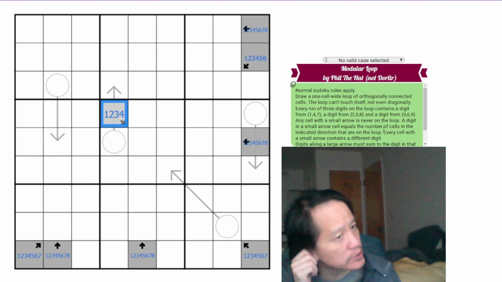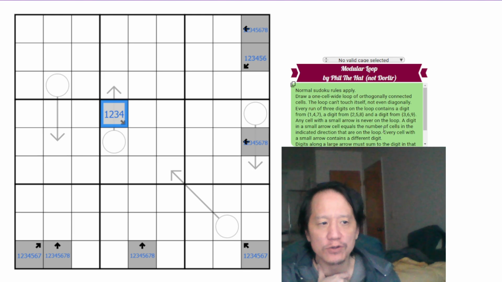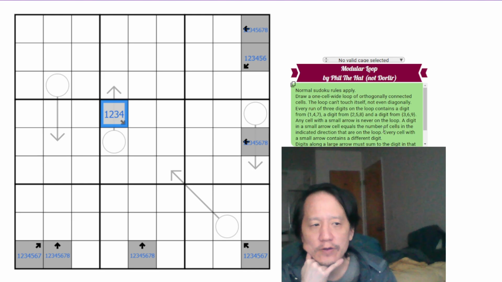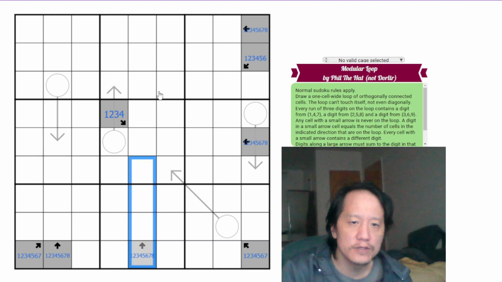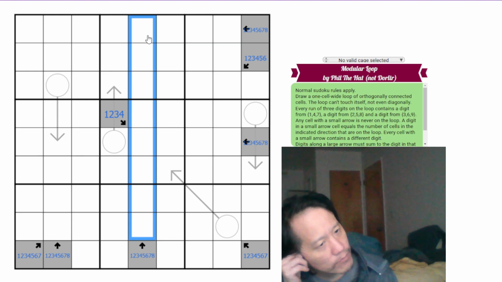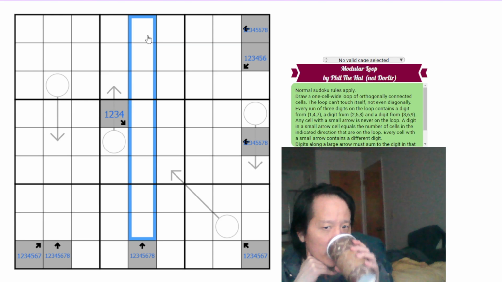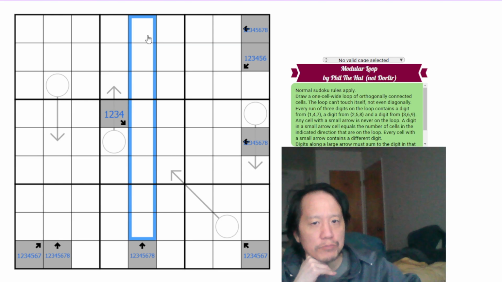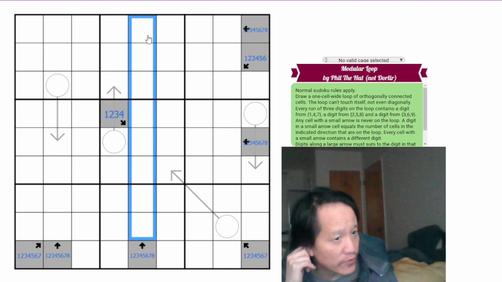Interesting. Okay, so digits on a loop must be modulo. It's a modular loop. So you have 3 of every... Huh. So say this was 8, right? That means all of these would be on the loop. That's very interesting. One of them has to be 8, and one of them has to be 7.